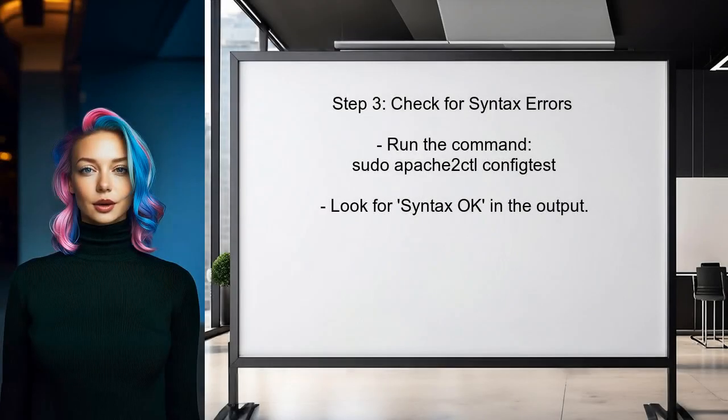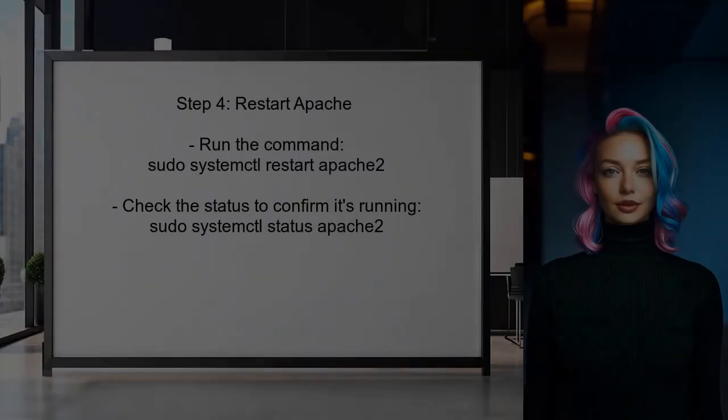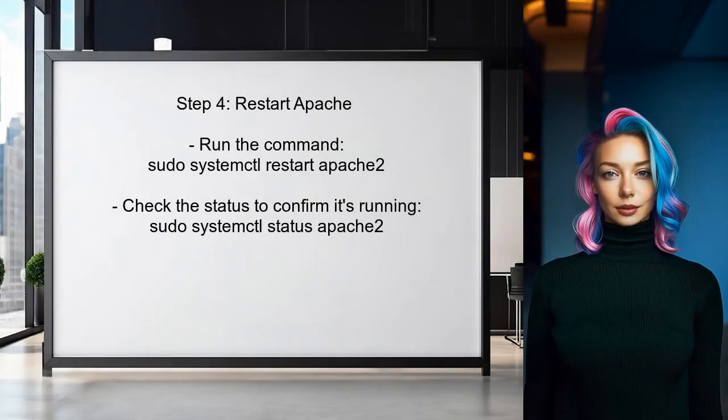After confirming the configuration, the user should check for any syntax errors in the Apache configuration files. This can be done using a specific command. Finally, if everything is set up correctly, the user should restart Apache again to ensure all changes take effect. This will help in applying the SSL settings properly.